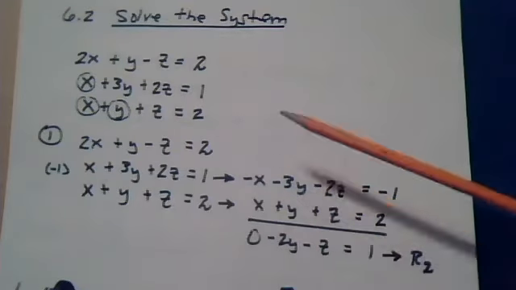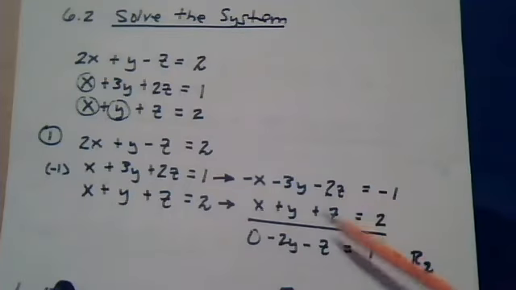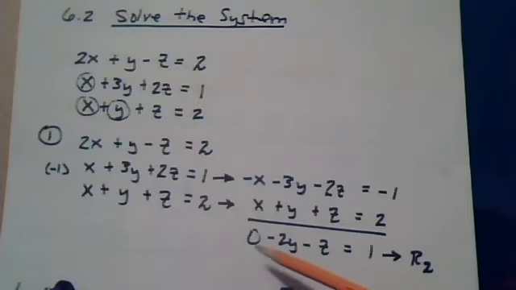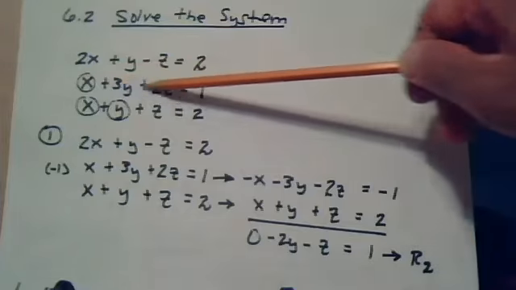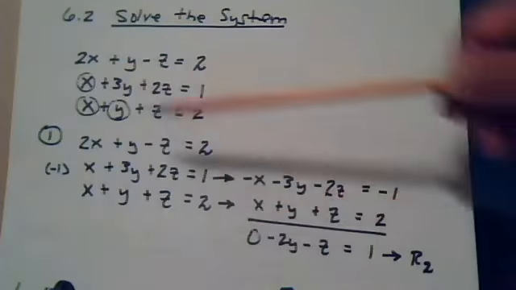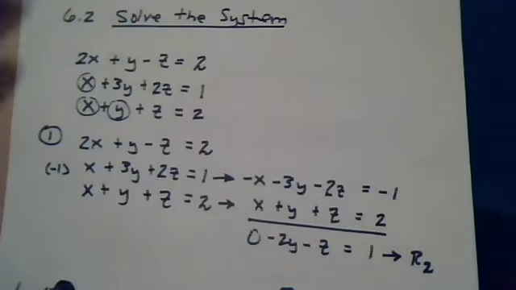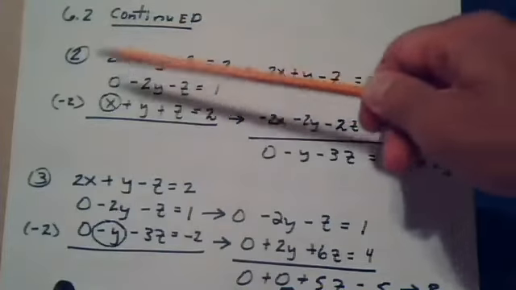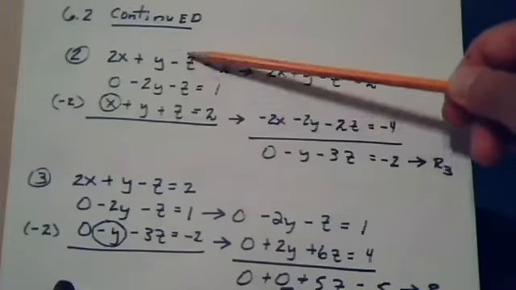-x plus x, 0. -3y plus y, -2y. -2z plus z, -z. -1 plus 2, 1. Notice this one is going to replace row 2 because that's where the first 0 is. We're going to put that row here so that this 0 can take this position. Now we're going to go for this 0 and then this 0. Notice how the original system has been changed because this is a new row 2. The others remain the same.